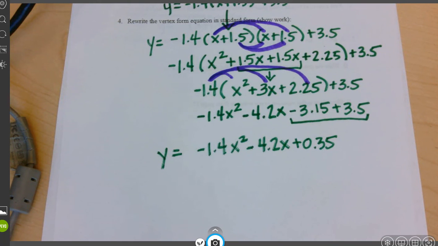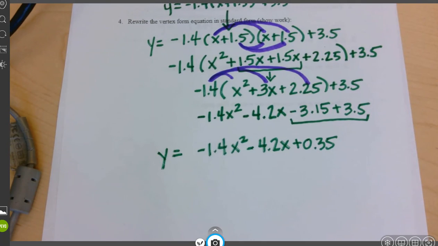Okay. Make sure you have the first side done because when we come back from lunch, we're going to work on the second side. Okay? Make sure you have the first side done.